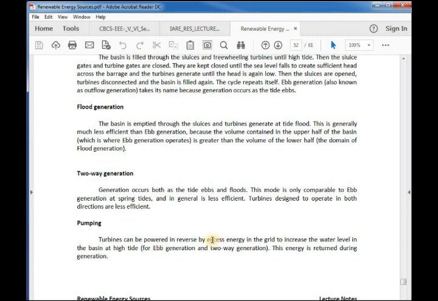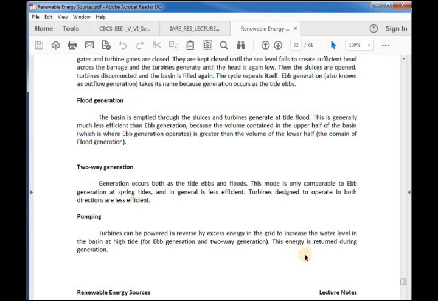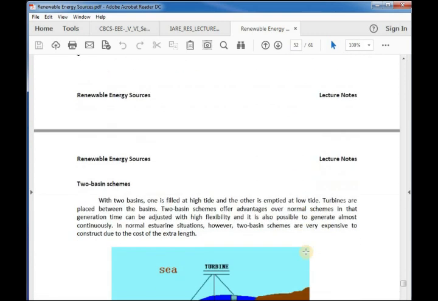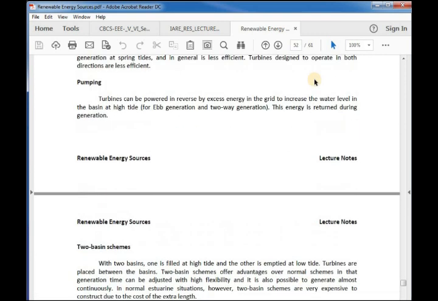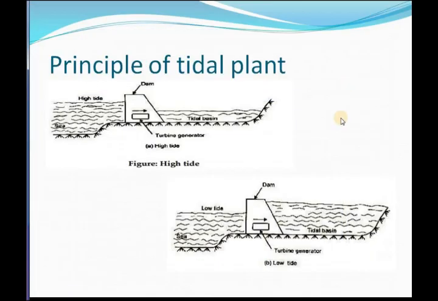Now pumping. The turbines can be powered in reverse by excess energy in the grid, which increases the water level in the basin at high tide. For ebb generation and two-way generation, this energy is returned during generation. So during pumping, what happens? You are getting the water back into the basin, so the turbine acts in the reverse direction. This is known as pumping. Okay. So these were the different pumping methods.